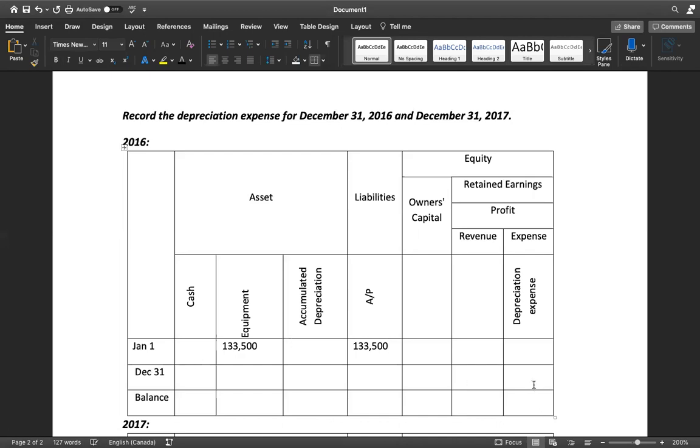On December 31st of 2016, we see that we have a depreciation expense of $24,000. So we know our depreciation expense will increase by $24,000. And our accumulated depreciation will decrease by $24,000. If we remember from the definition, accumulated depreciation has the opposite effect of an asset account because it is a contra asset account. So therefore, our balance at the end of 2016 in equipment will just be 133,500, accumulated depreciation balance of negative 24,000, accounts payable of 133,500, and depreciation expense of 24,000.